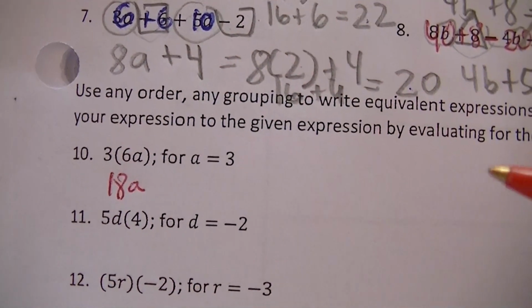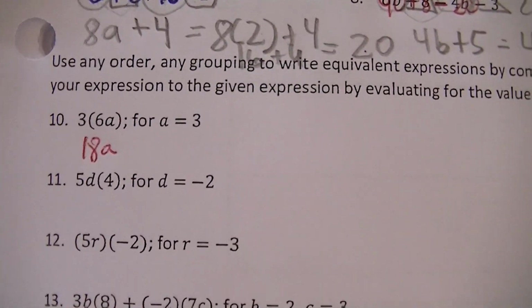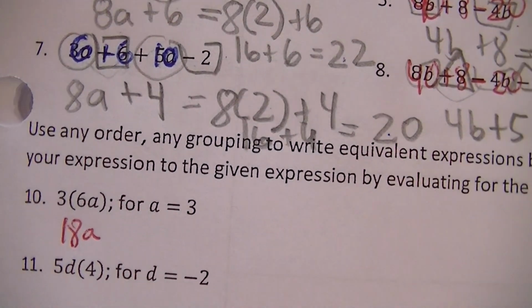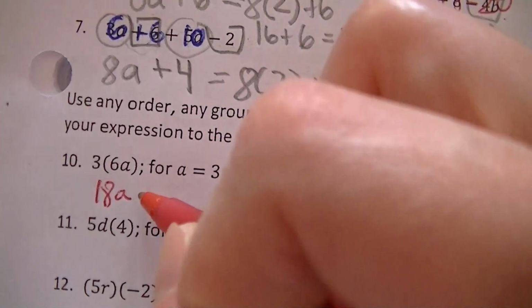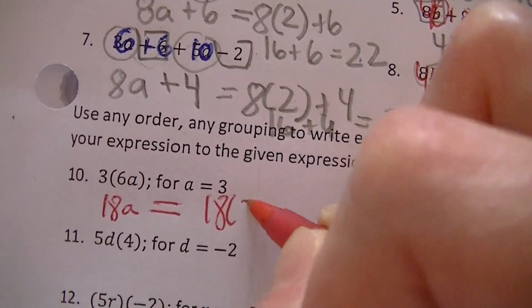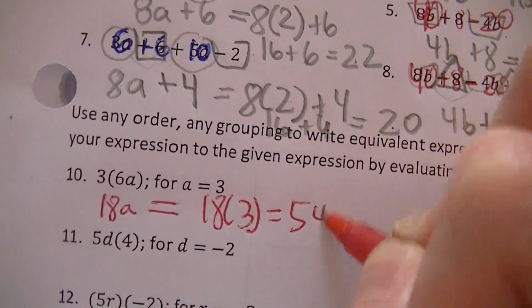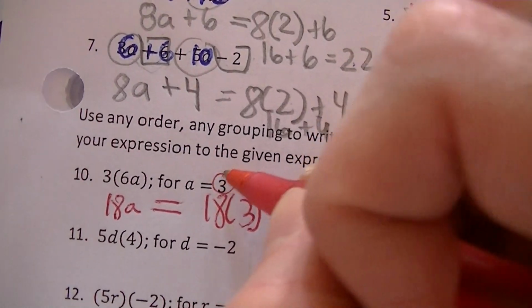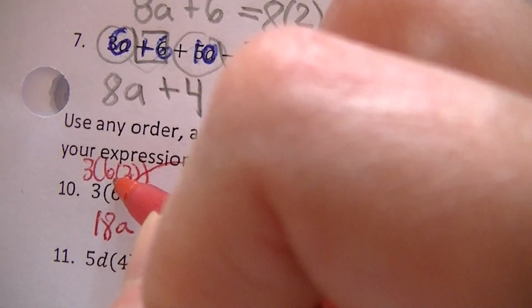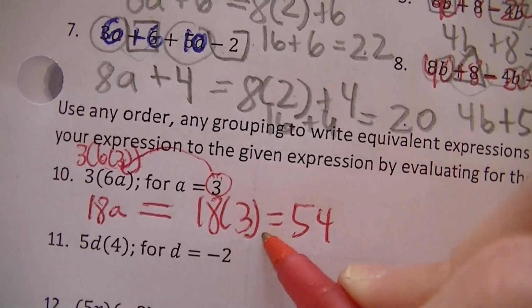So 3 times 6a is 18a. And then a is equal to 3. So 18 times 3 is 54. I'm going to go ahead and verify it right now. So I'm going to put that right there. So it's really 3 times 6 times 3. So that right there is 18. So it's 3 times 18, which is what we got right there.